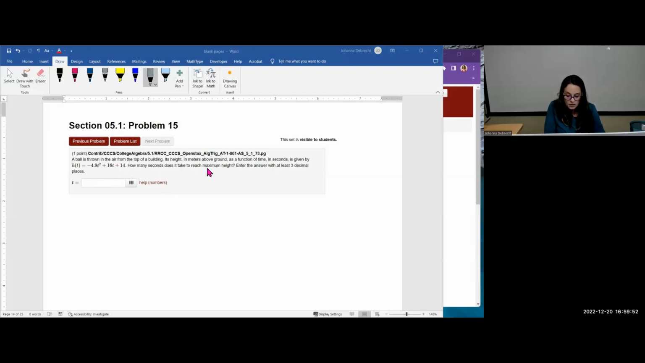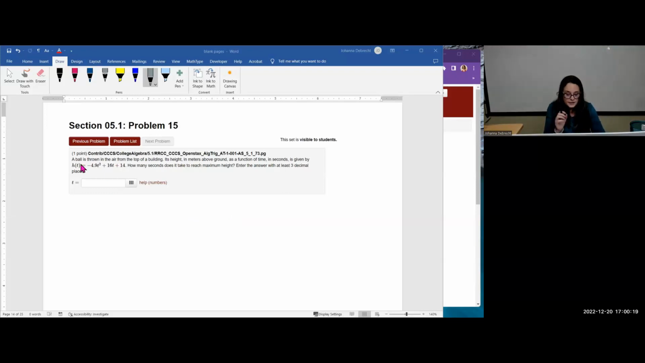Okay, so how long does it take to reach maximum height? Well, it's got nothing to do with distance, rate, time. I'm throwing a ball up in the air from on top of a building, which is kind of a weird thing to do, but okay. It doesn't seem to have anything to do with rectangles, circles, triangles, nothing like that. So let's go back to the beginning and let's sketch a picture.